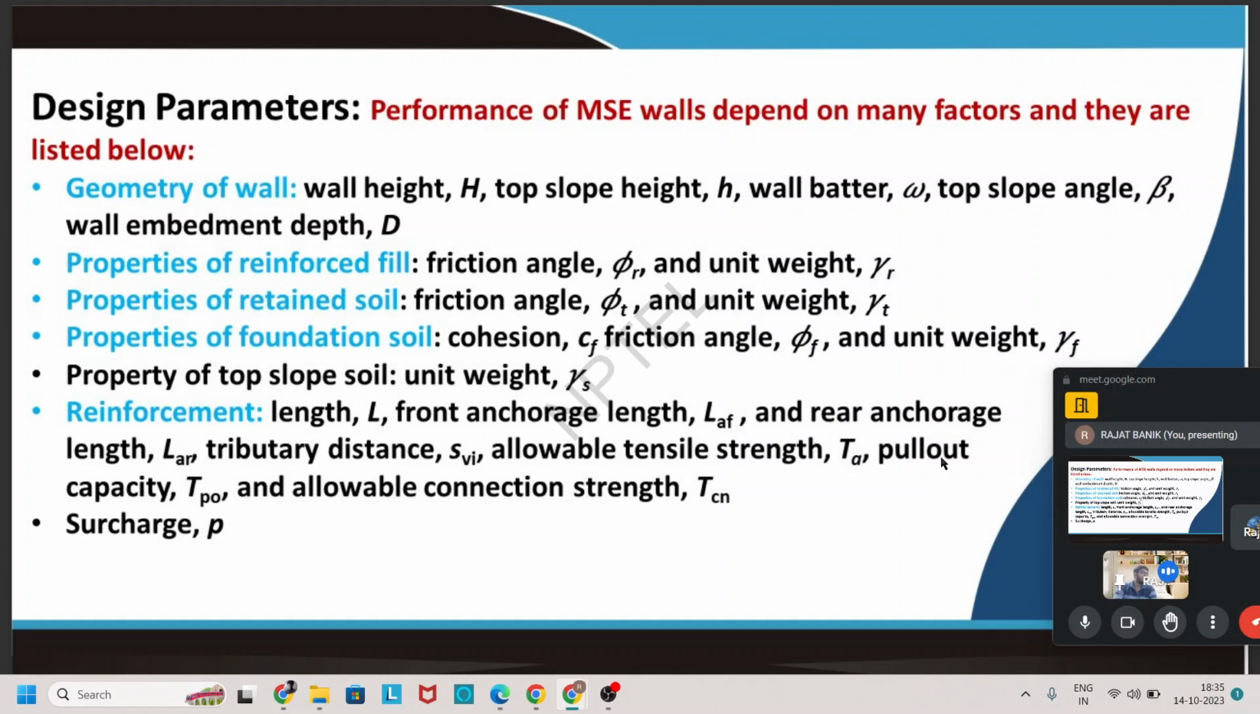Allowable tensor, sorry for that. Sorry.